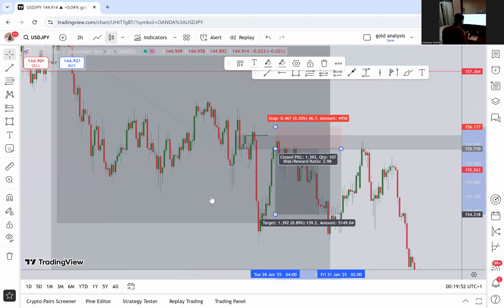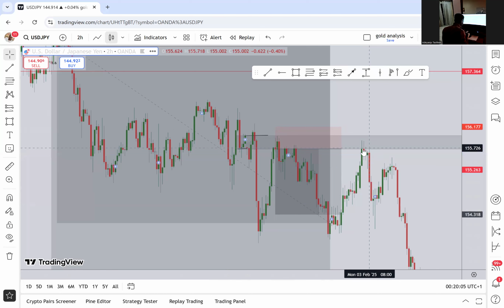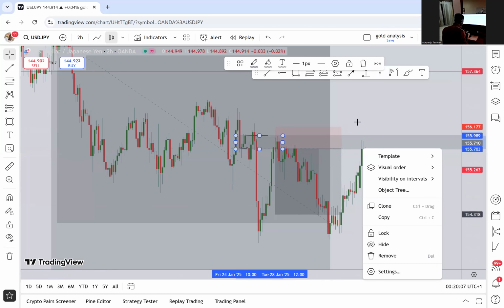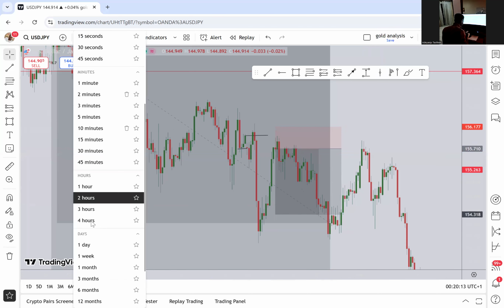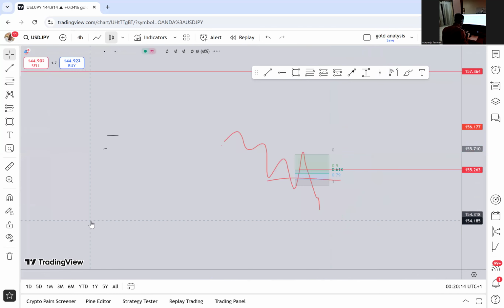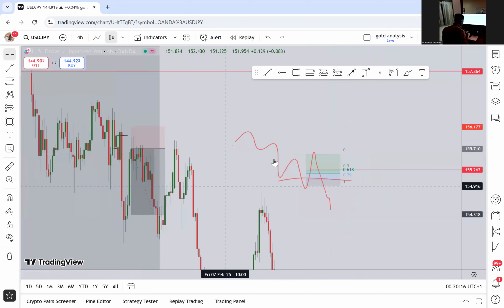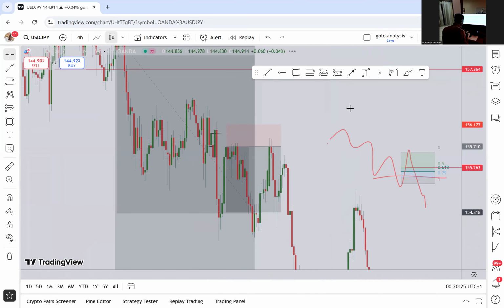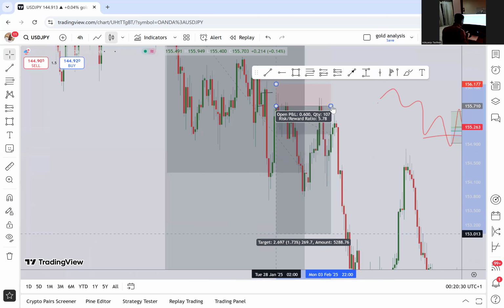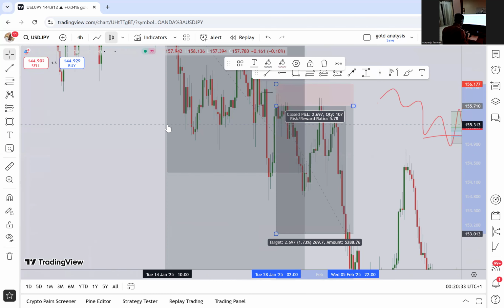Now you can see that we've got wicks here. I'll just delete this rectangle anyway. It's kind of disturbing my eye a little bit. Now we'll switch to 4 hours again. So you can see that we've gotten this second entry. Price went back inside of it, but it's still valid anyway. I will just order it.